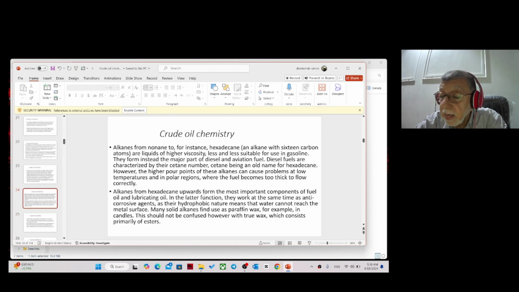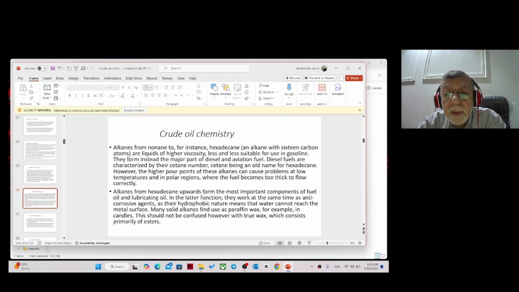Alkanes from nonane, that is from 9 carbon atoms to, for instance, hexadecane. Hexadecane means 16 carbon atoms. They are liquids of higher viscosity, less and less suitable for use in gasoline. They form instead the major part of diesel and aviation fuel. Diesel fuels are characterized by their cetane number, cetane being an old name for hexadecane.